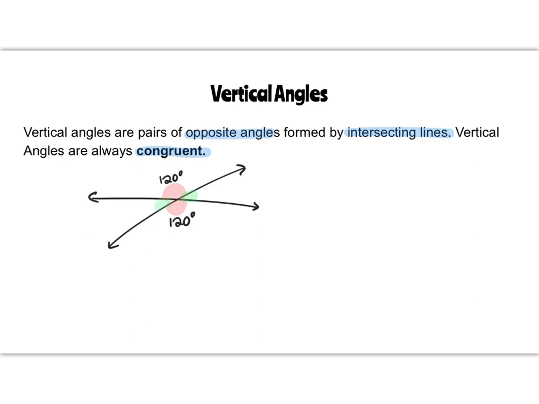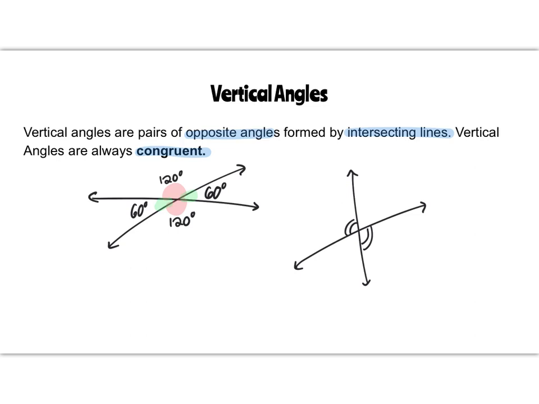There's another pair on the side over here. Let's say that this angle on the left measures 60 degrees. That means its opposite also measures 60 degrees because those angles that I highlighted green are vertical angles, and vertical angles are always congruent. Another way to show vertical angles is with arc marks.